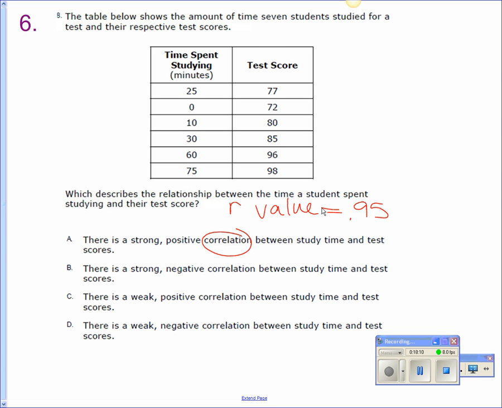Does that make it strong or weak? Strong. So I can mark out the ones that have weak in them. And Chad, is it positive or negative? Positive. So that makes the answer what, guys? A. Good job.